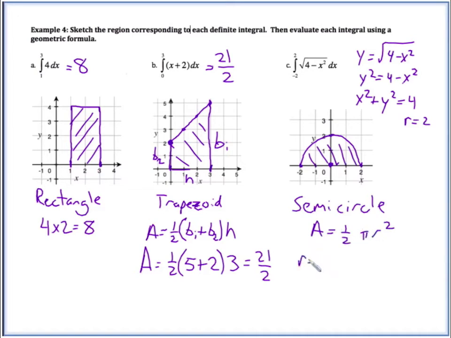Now r in this case was 2, so the area is going to be 1/2 pi times 2 squared. So that's going to be 4 times 1/2, or 2 pi. And so we know the definite integral from -2 to 2 of the square root of 4 minus x squared equals 2 pi. All right, so that's how you can find definite integrals using geometric formulas.